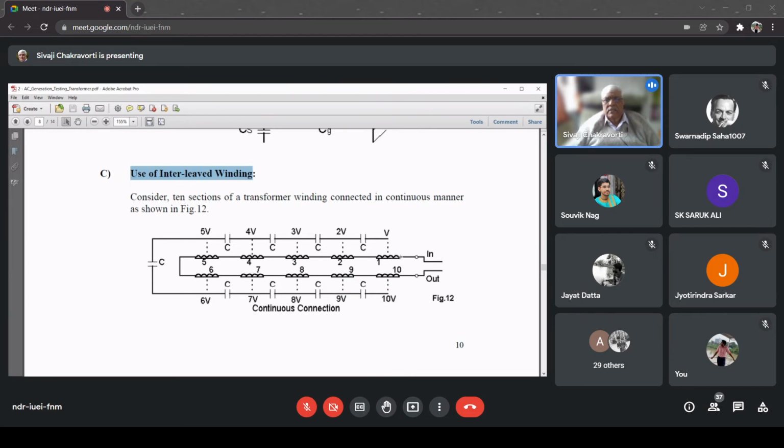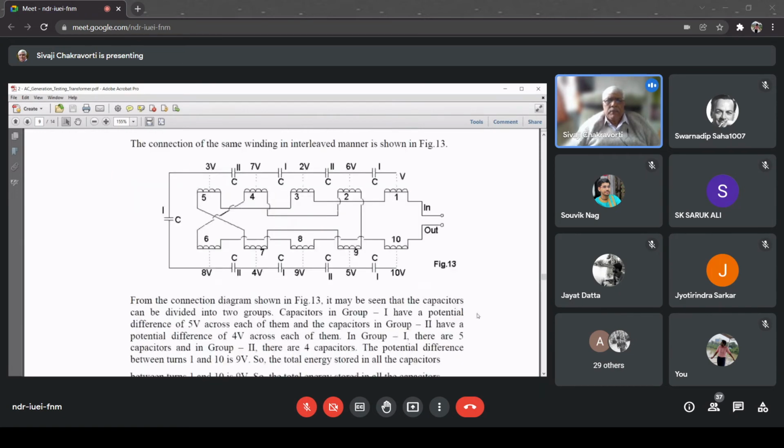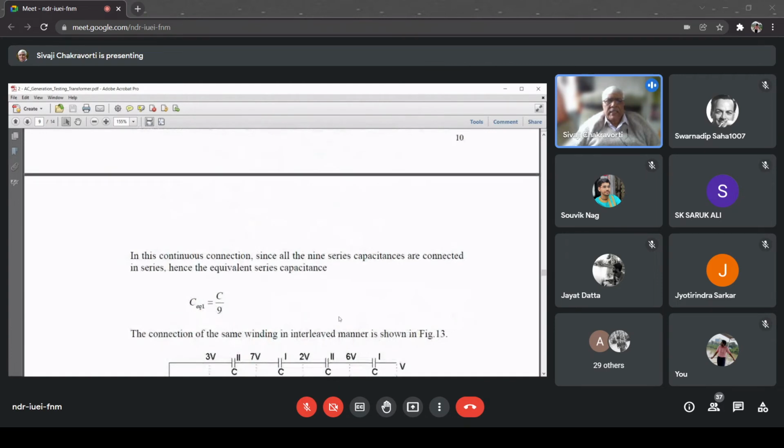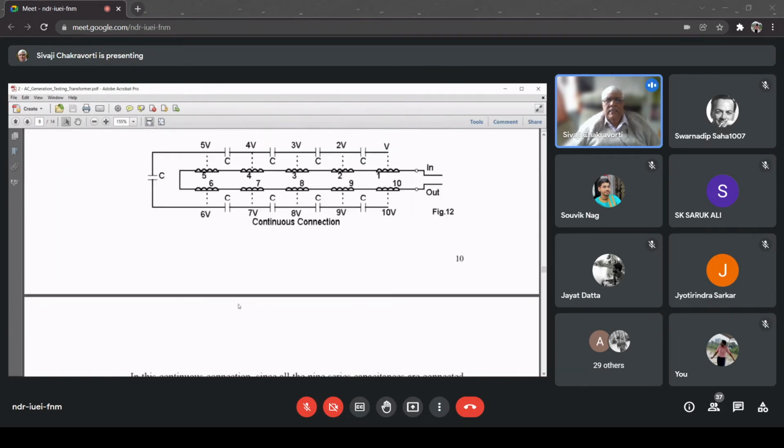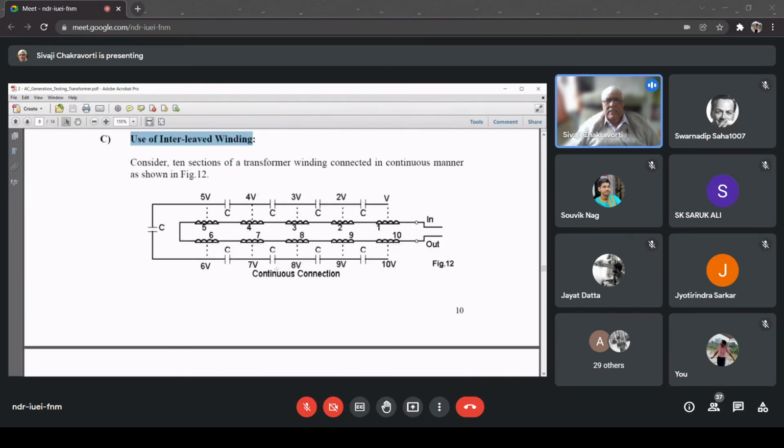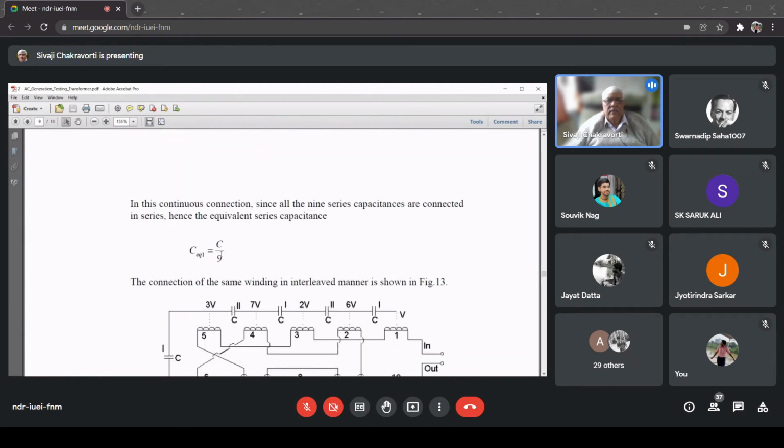That means the first coil has a potential difference of V, the second one has V, so V plus V is 2V, then the third one has V, so 2V plus V is 3V. In this way, we have a total of 10V potential difference. This is called continuous connection, which is our normal connection. In this case, these series capacitances are also connected in series, so the equivalent value will become C by 9.